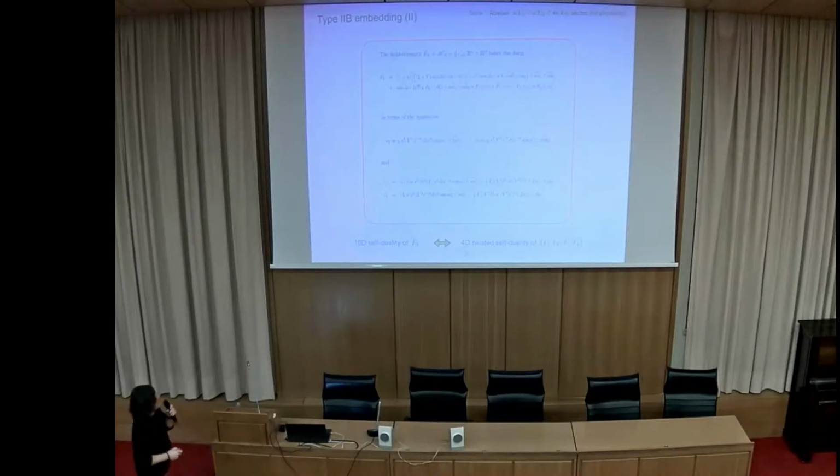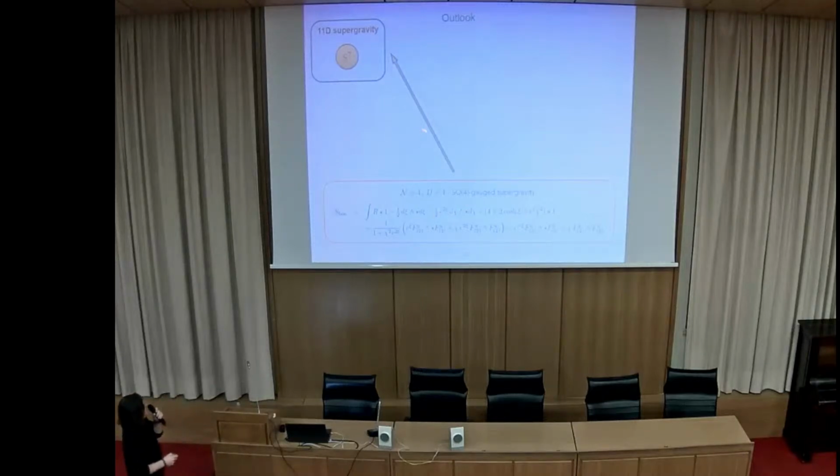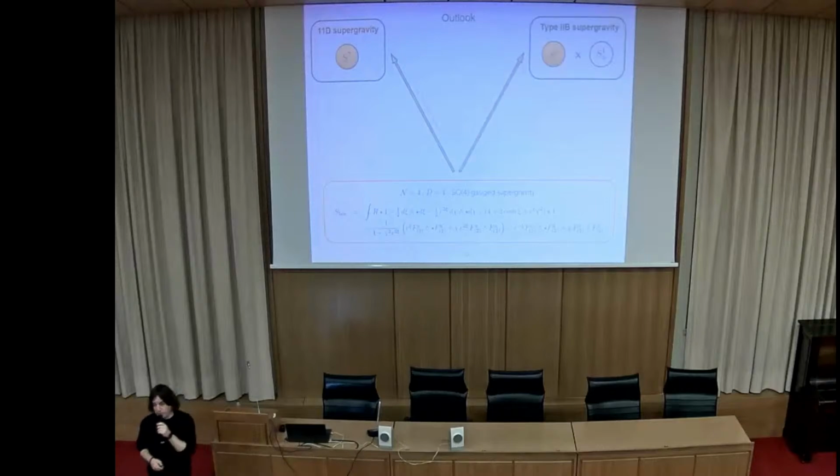Okay? So essentially, now whenever you have a solution in the N equals 4, D equals 4 supergravity, you can decide whether to place it in 11D or to place it in type 2B. So then the outlook is the following. Take N equals 4, D equals 4, SO(8) gauge supergravity with the field content I was saying before. So the first thing you can do is to place it in 11 dimensions through the ansatz by Cvetic, Lu, and Pope. And the other thing you can do is to place it in type 2B on S5 times S1 times the formula I showed you before.